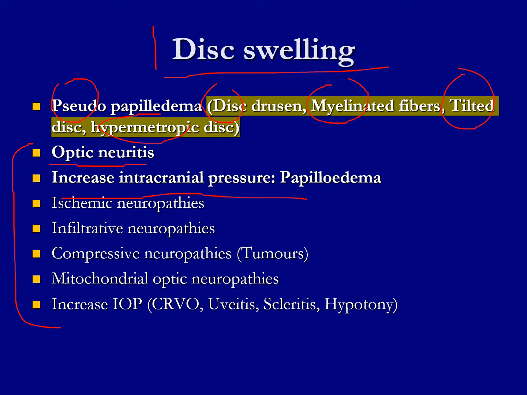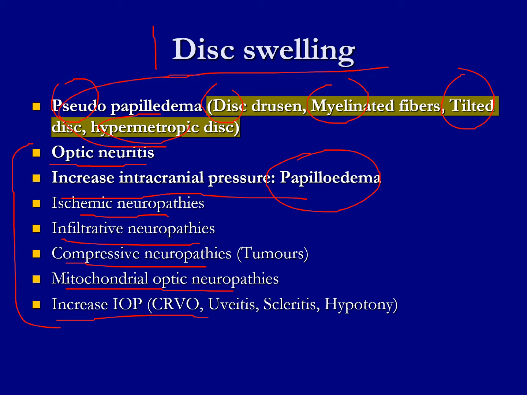The conditions that cause disc swelling are optic neuritis, increased intracranial pressure, in which condition is called papilledema, ischemic neuropathies, infiltrative neuropathies, compressive neuropathies, mitochondrial optic neuropathies, and increased IOP. These conditions cause true swelling, and these four conditions here, they cause pseudo disc swelling. So let's start the MCQs.